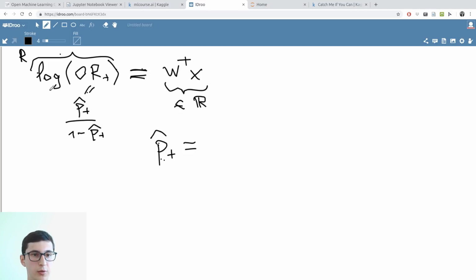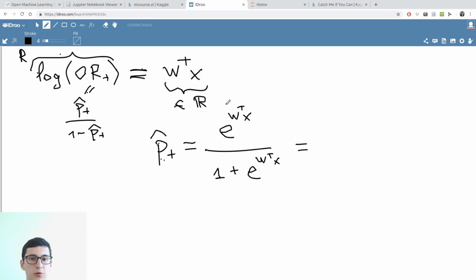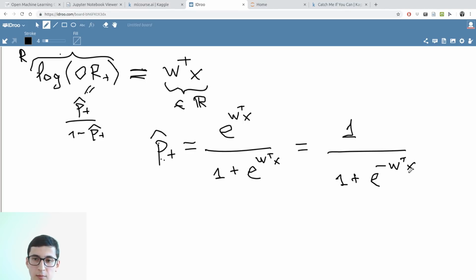So first we do exponentiation. So it's e to the power of w transposed x, divided over 1 plus the same expression, e to w transposed x. And it's common practice to divide the numerator and denominator by the very same expression, e to w transposed x, to get 1 divided over 1 plus e to the power minus w transposed x.